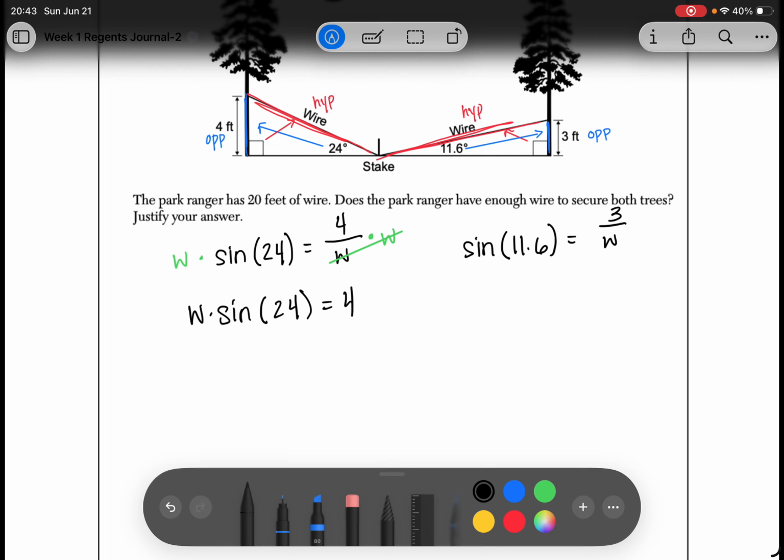equals 4. If you notice, W isn't by itself yet. Since we're doing W times the sine of 24, in order to move that sine of 24, we're going to have to do the inverse of multiplication. So we're going to divide both sides by sine of 24 to keep it equivalent. And that way, the sine of 24's cancel out. And our new equation now would be W equals 4 over sine of 24 degrees.